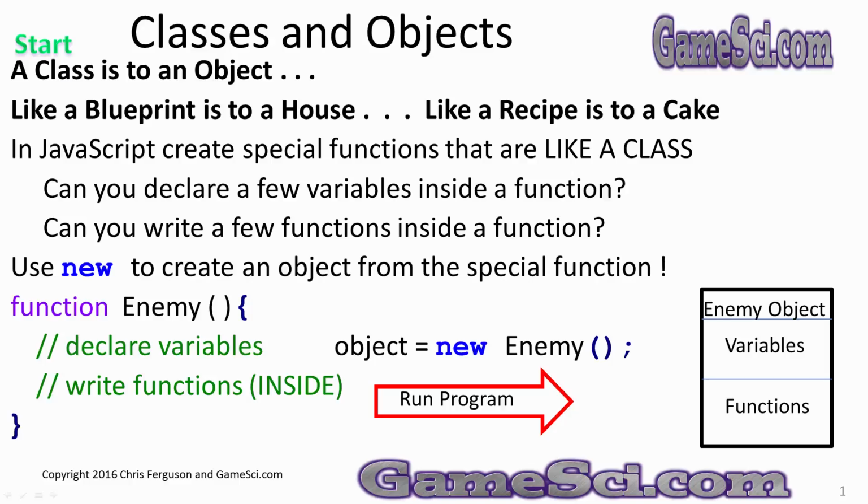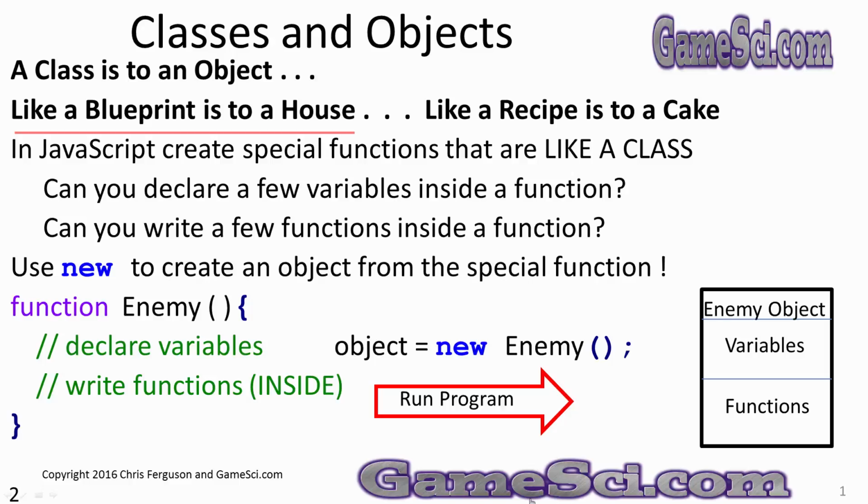Let's look first at how a class is to an object. A class is to an object like a blueprint is to a house. What do I mean by that? A blueprint is the design of a house. A blueprint is the specifications for building a house. Well, a class is a specification for building an object.